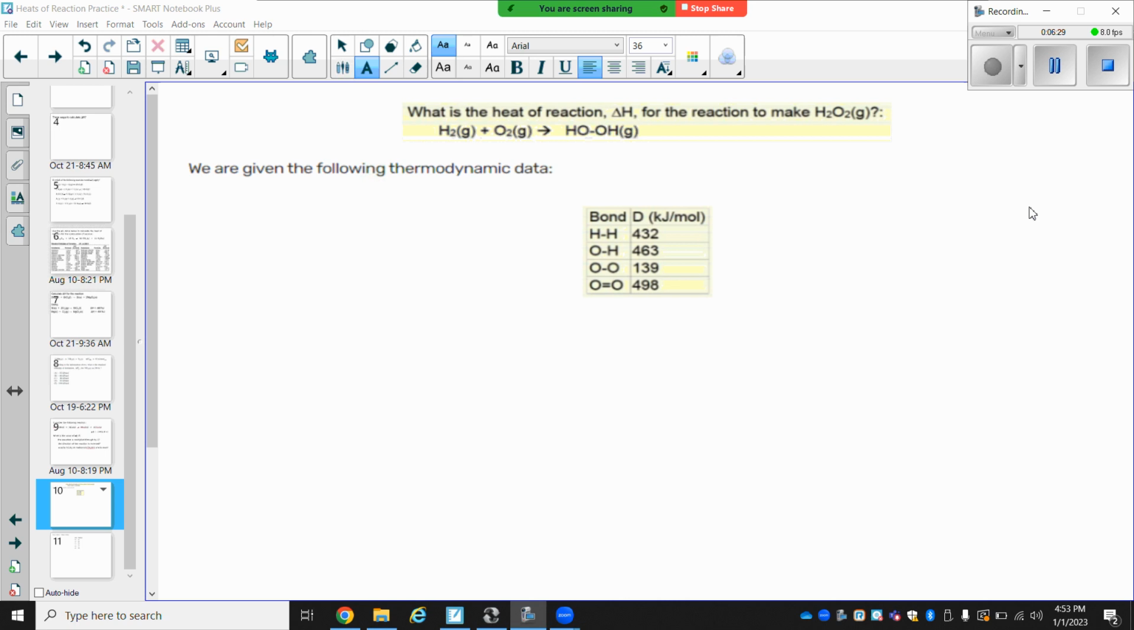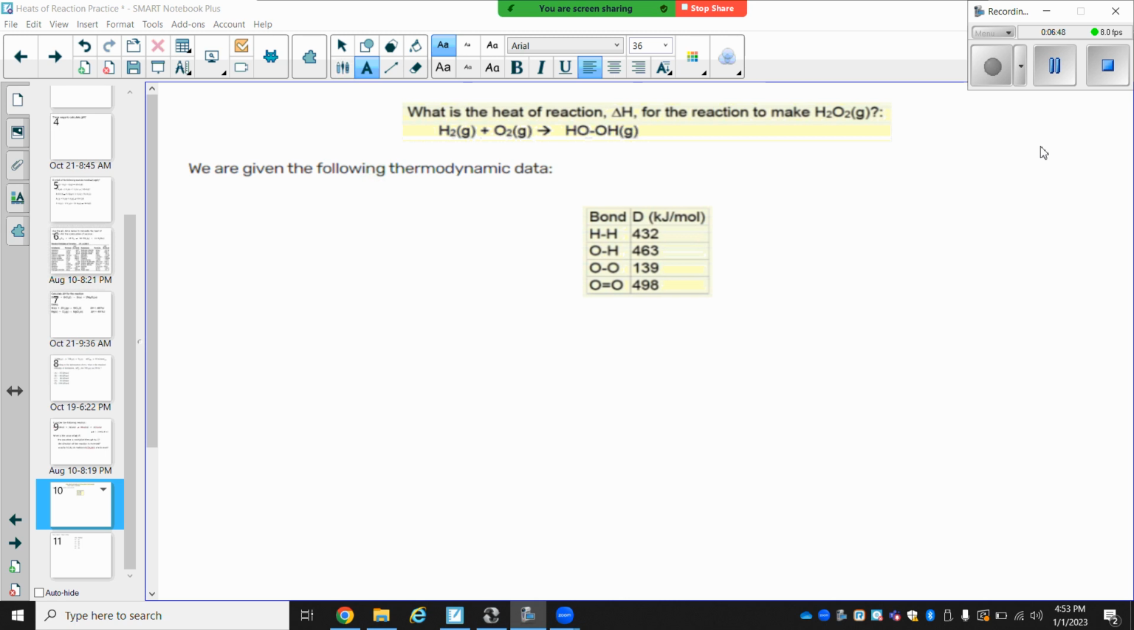So you do need to pay attention to those things. So this will go back to some of our drawing dot structures for bonding, because you need to know what type of bond you're dealing with. So I tend to draw these out. That way I make sure I'm not forgetting anything.